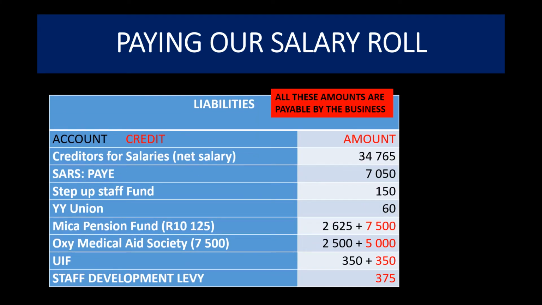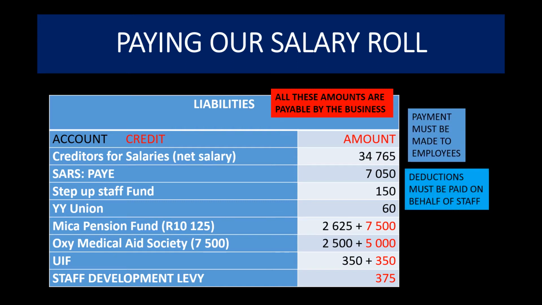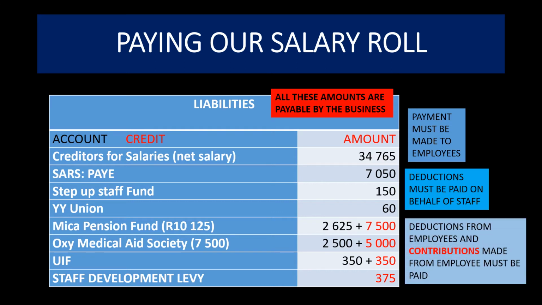From 9.18 in the salaries journal, you will see that you owe 34,765, being the net salary that we owe our employees. Their deductions to SARS, Step Up Fund and YY Union, as well as to the Pension Fund, the Medical Aid Society and the UIF. The amounts in black indicate the amount that we need to deduct off their salaries, and the amount in red indicates our contributions.